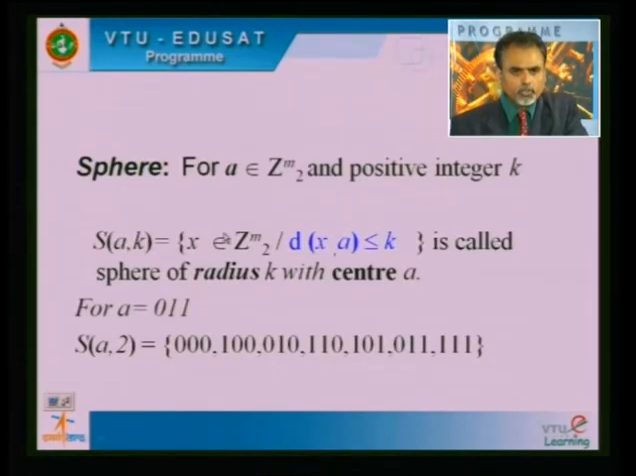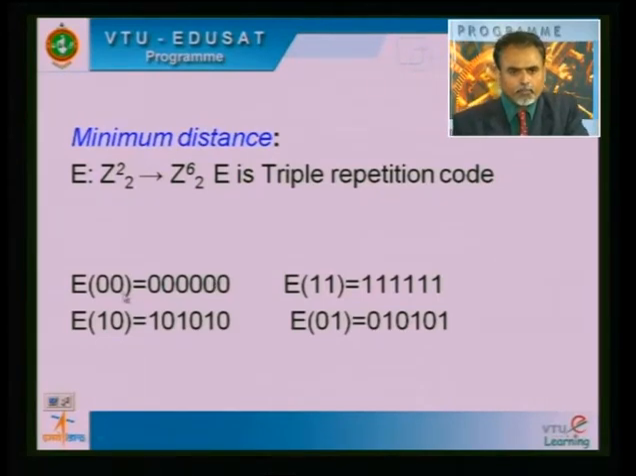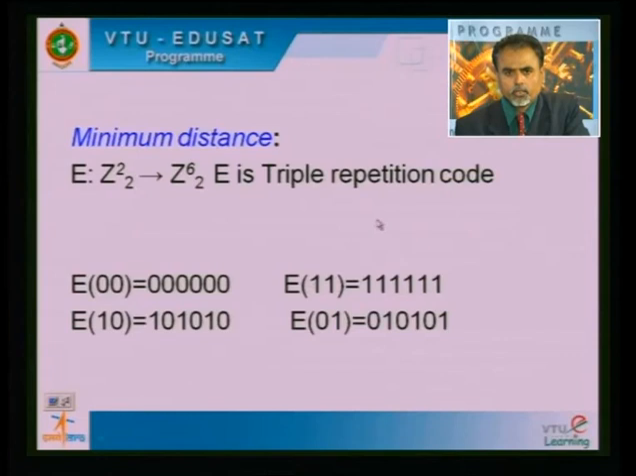Now we have one more structure, the sphere, but before that let me come to the minimum distance. I will come to the sphere later on. Suppose I have encoded from 2 dimensions to 6 dimensions, with outputs 0 0 0 0 0 0, 1 0 1 0 1 0, 0 1 0 1 0 1, and 1 1 1 1 1 1. So we have taken a triple repetition code. This is obvious to see.